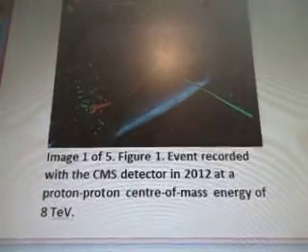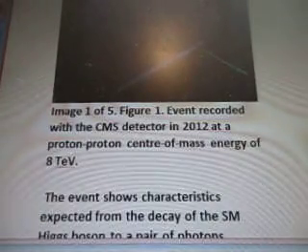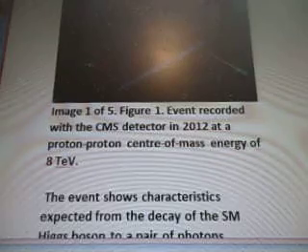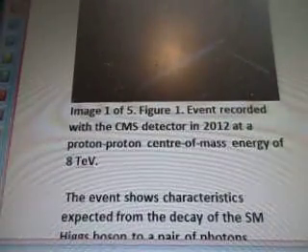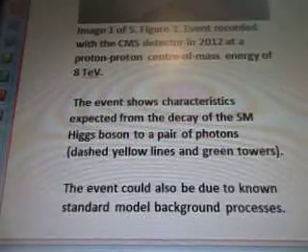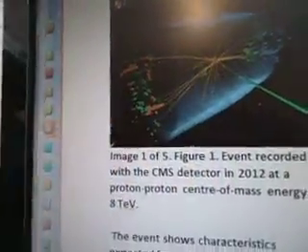There's the Higgs event there. So this is image 1 of 5, figure 1, event recorded with the CMS detector in 2012 at a proton-proton center of mass energy of 8 TeV. So you can see the direction of the different signals on there with the green lines, right? So the events show characteristics expected from the decay of the SM Higgs boson to a pair of photons. The dashed yellow lines and green towers. So that will probably be these lines here. Okay.